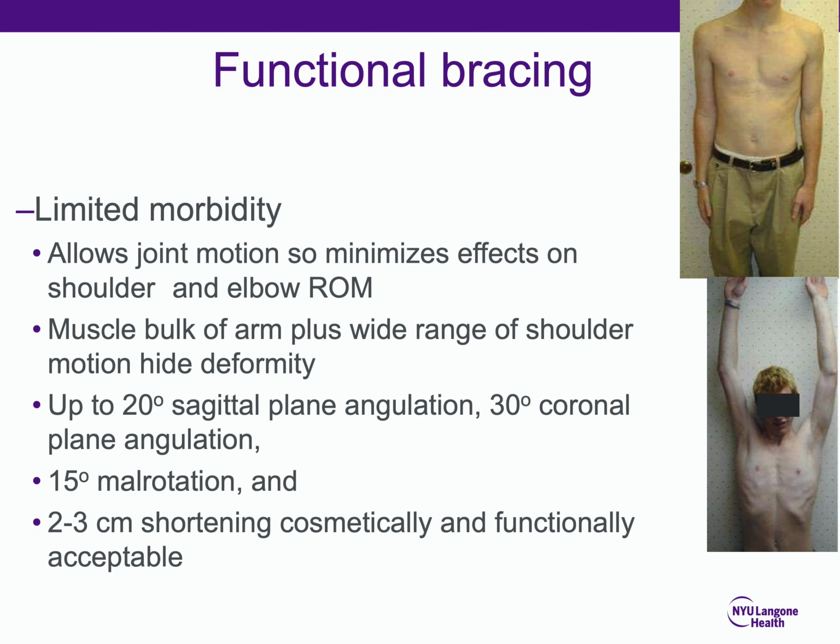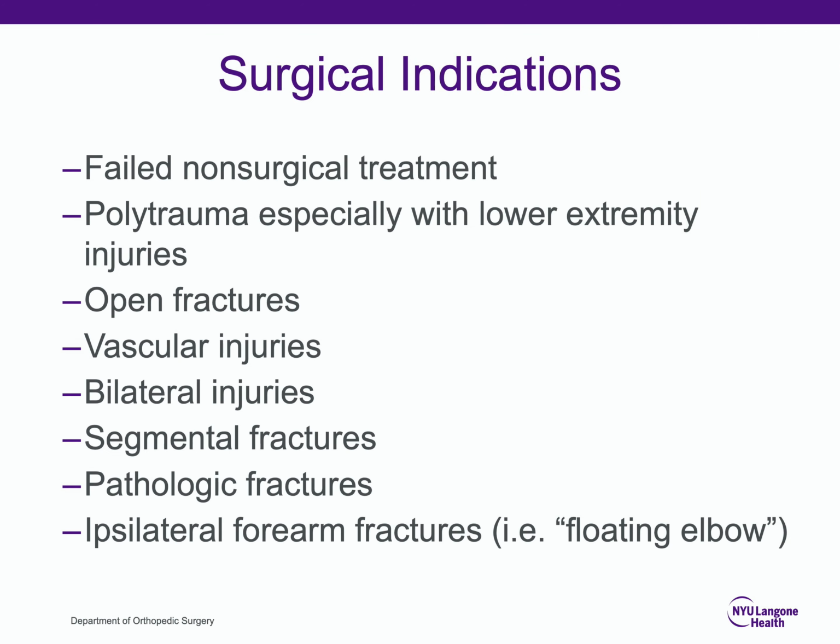It allows early range of motion of the shoulder and the elbow. Functional bracing has a limited morbidity, allows early range of motion, and the humerus is excellent bone to treat non-op in the sense that there is a wide range of deformity that is well tolerated. And you need to remember these angles: 20 degrees of sagittal, 30 degrees of coronal, 15 degrees of malrotation, and up to 2 or 2.5 centimeters of shortening are very well tolerated.